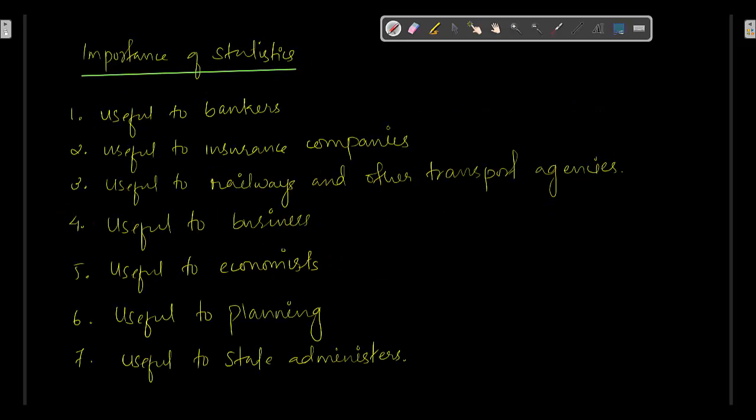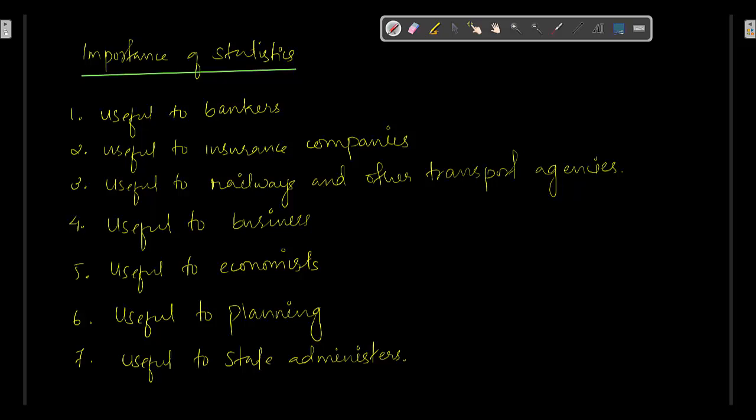The last point we're going to study today is the importance of statistics. Now, we have discussed in the scope of statistics that it is used vastly, right? It is used in government and businesses. It is used in economics, education, healthcare, everywhere. So let us see the uses of statistics in all these fields.